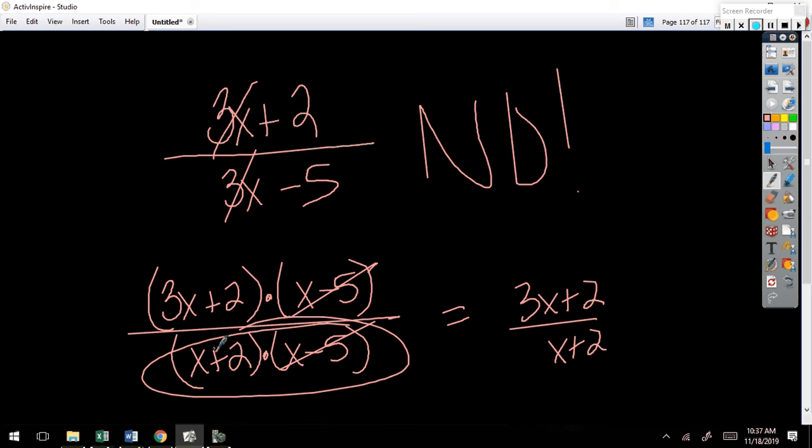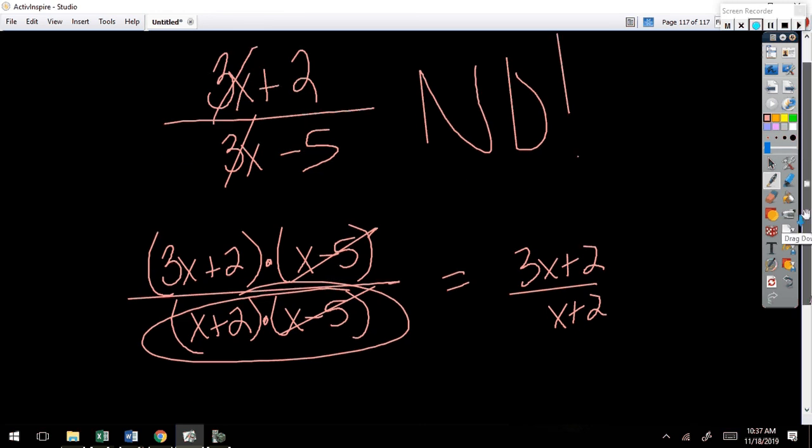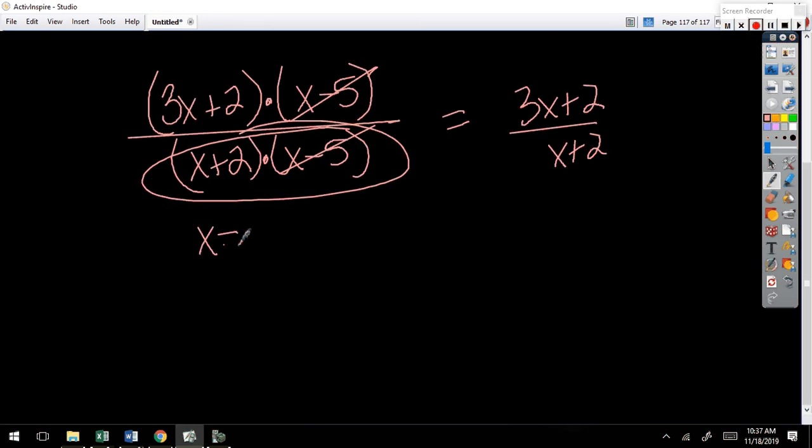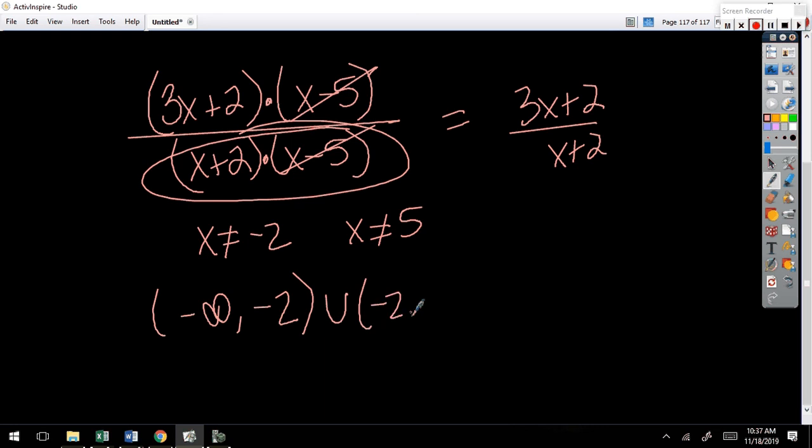If there are two restrictions, how would you write the domain? If I were doing domain restrictions for this one, x cannot be negative 2, but it also can't be 5, because that's what happens if I set the bottom to 0. Set each factor to 0 and solve. So to write this, I would go negative infinity to negative 2, pick back up at negative 2, go to 5 but stop at 5, and then go from 5 to infinity. Every time you leave out a number, it's a back-to-back parenthesis.